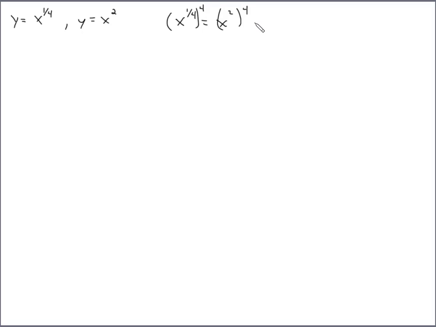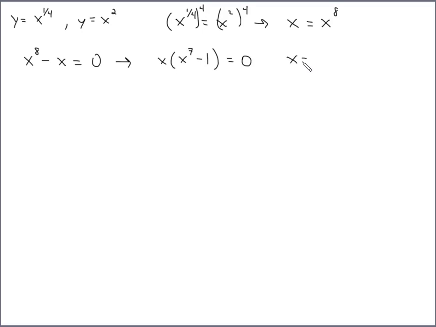And so that'll give us x equals x to the 8th power. To solve this, we're going to want to move both of the terms to the same side. So we're going to get x to the 8th minus x is equal to 0. We'll factor out an x: x times x to the 7th minus 1 equals 0.